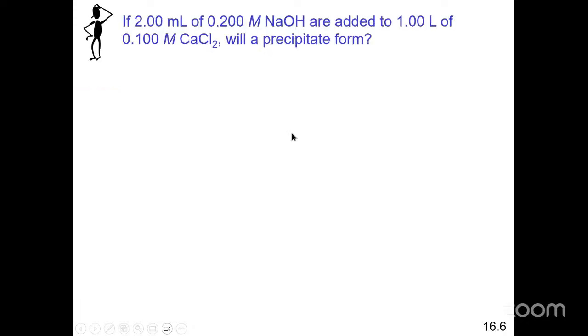Okay, so here's a question where you're adding sodium hydroxide to a solution of calcium chloride. And the question is asking, will a precipitate form? Now, to answer this question, what we need to find basically is whether or not QSP is greater than KSP. If QSP is greater than KSP, then precipitate will form.